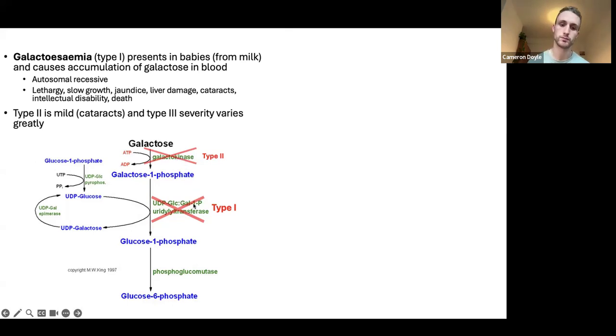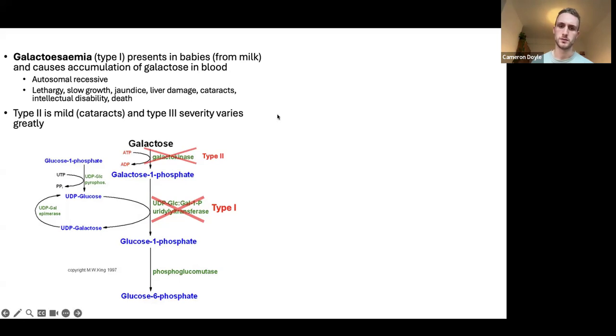Either this one, type 1, which I'm not going to try and pronounce, it's a long word, or type 2, where you've got a mutation in galactokinase. So it's a loss of function mutation. They're autosomal recessively inherited and lead to an accumulation of galactose in the blood. And much like any of these genetic abnormalities, you get these kinds of symptoms in very young children: lethargy, jaundice, slow growth, that kind of thing.